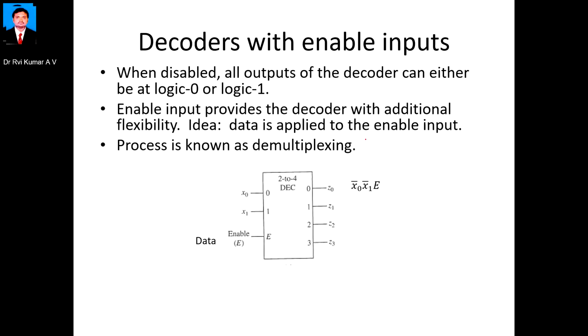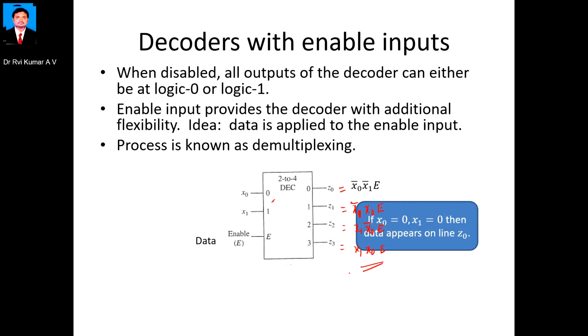As we know, the 2 to 4 decoder works with active high. Z0 is X1 bar, X0 bar, E. Z1 is 0 1, in the sense this is 0, so X1 bar, X0 into E. Z2 I can write as 1 0, X1 X0 bar into E. Z3 is X1 X0 into E. So these are the equations along with the enable input.